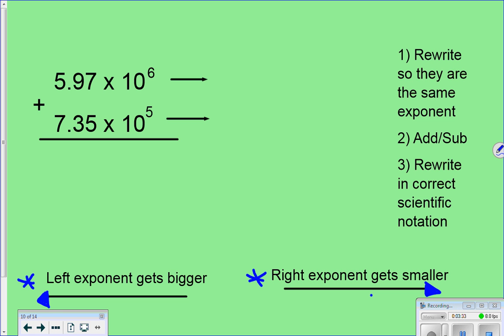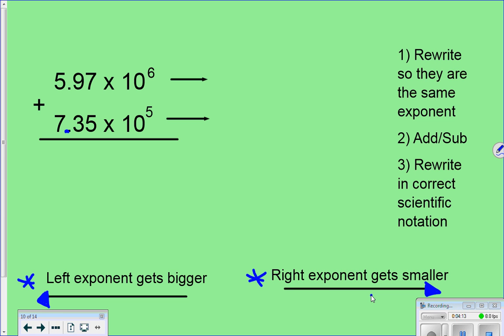You wouldn't need to, but sometimes it's nice because you'll forget to line up the decimals. And if you forget to line up the decimals, you're going to be in trouble. All right, so I have 5.97 times 10 to the 6th plus 7.35 times 10 to the 5th. I have to have the same exponent, so I have to change one of these. I need to either change this one to be a 5 or this one to be a 6. It's easier to change the smaller one to be bigger. To me, it's always easier. So if I want to change this to a 6, what do I have to do with this decimal? Move it to the left.